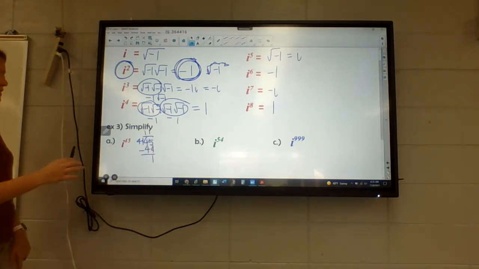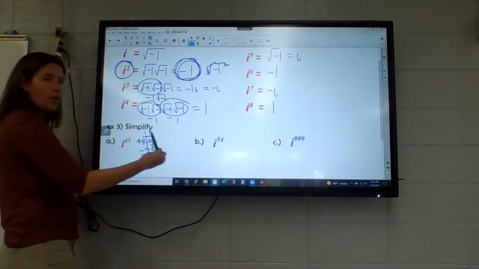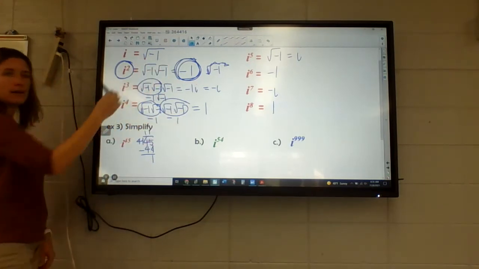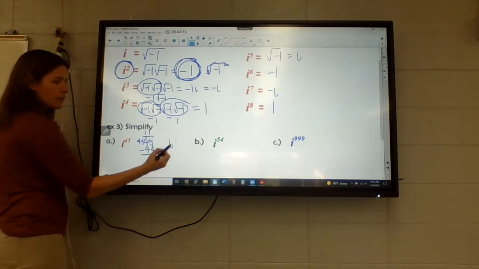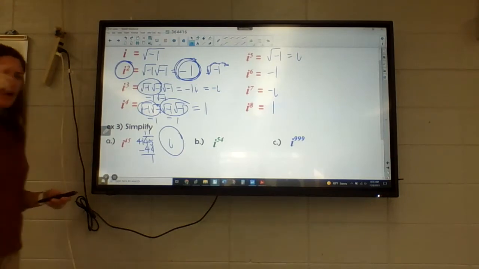What that means is, when it was 44, we would be at this spot. If we go one more over from that, we would be back here. So i to the 45th power will be just i to the 1st, because that pattern is going to return again and again and again.